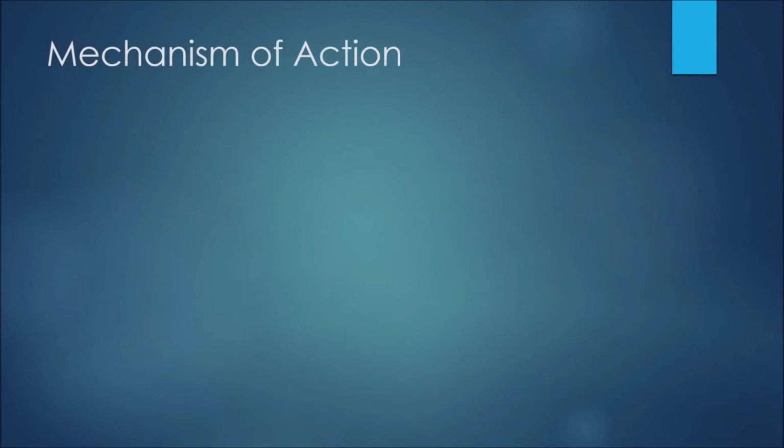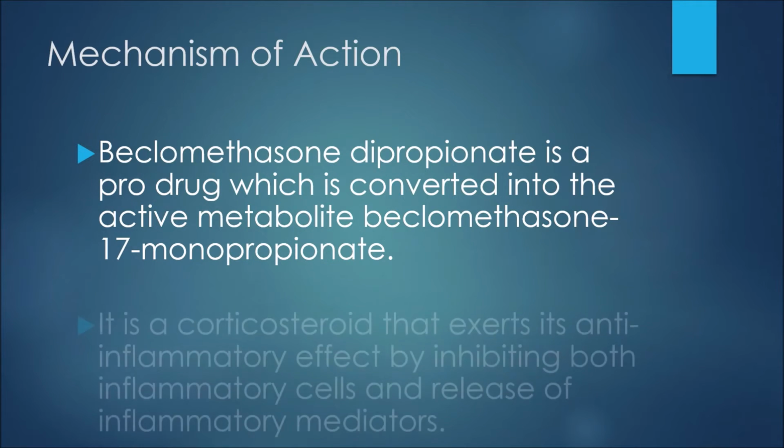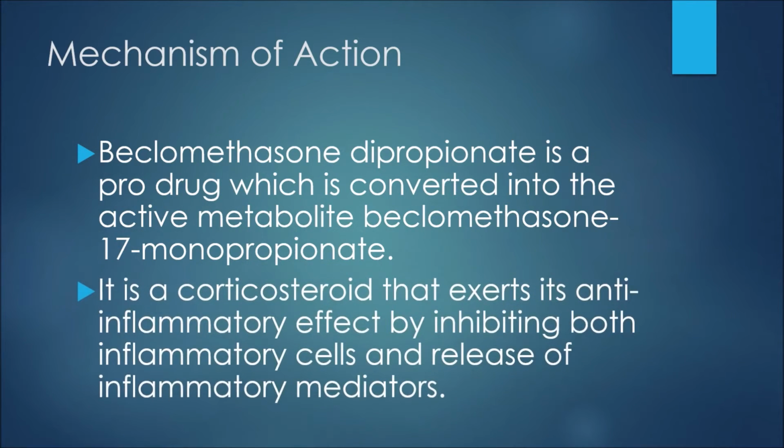So the first thing to discuss here will be the mechanism of action, or how this medication works. Beclomethasone dipropionate is a prodrug which is converted into the active metabolite beclomethasone 17 monopropionate. It is a corticosteroid that exerts its anti-inflammatory effect by inhibiting both inflammatory cells and release of inflammatory mediators.